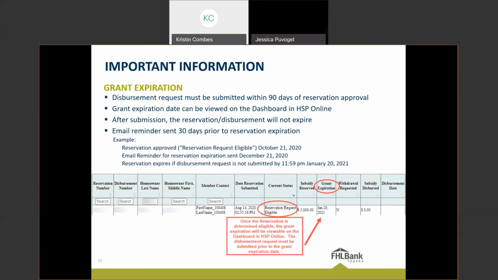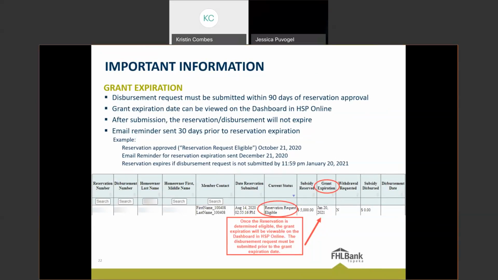Timely submission of disbursement request is imperative. Request to revert expiration dates is the most common exception request we receive from members. Once the reservation is approved, you have 90 days to submit the disbursement request. The grant expiration is updated on your dashboard, as shown on this slide.